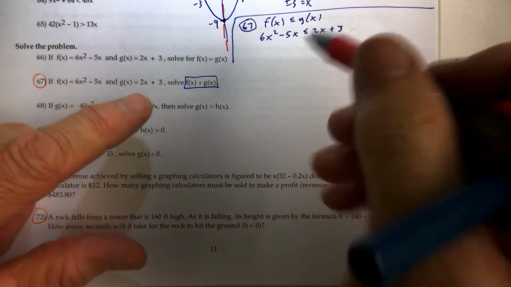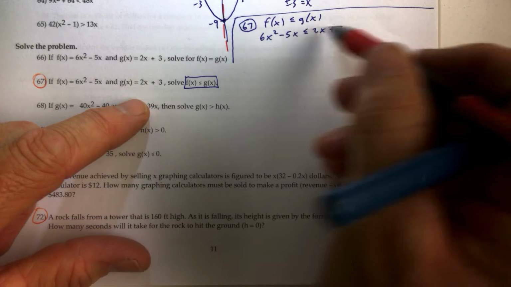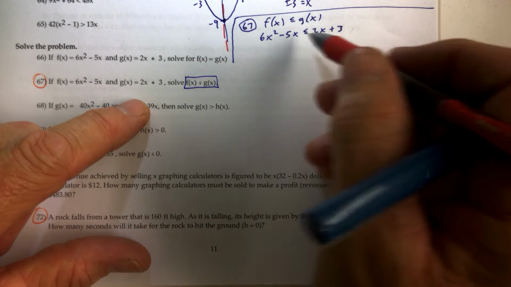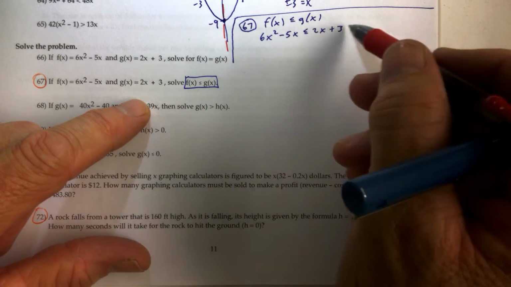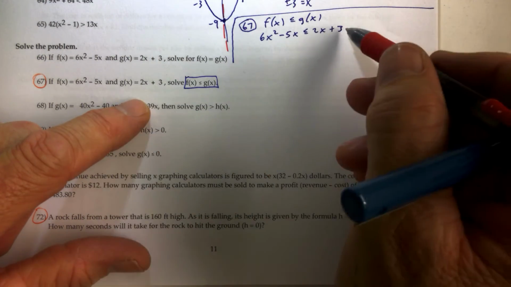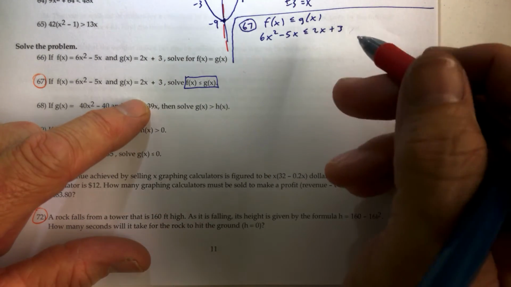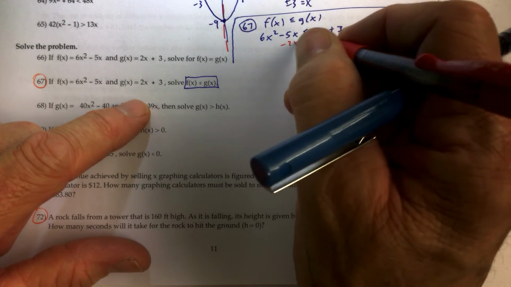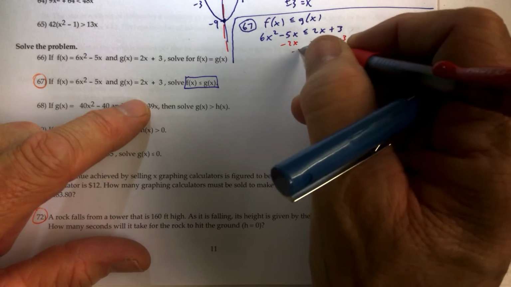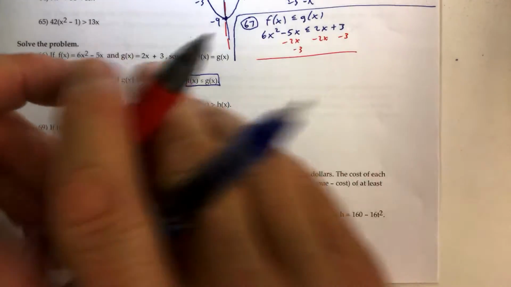When we see an inequality like this, if that were an equal sign instead, we would have a quadratic equation. Here we have a quadratic inequality. The easiest thing to do here is just to gather all the terms to one side, so we want to put this inequality in standard form.